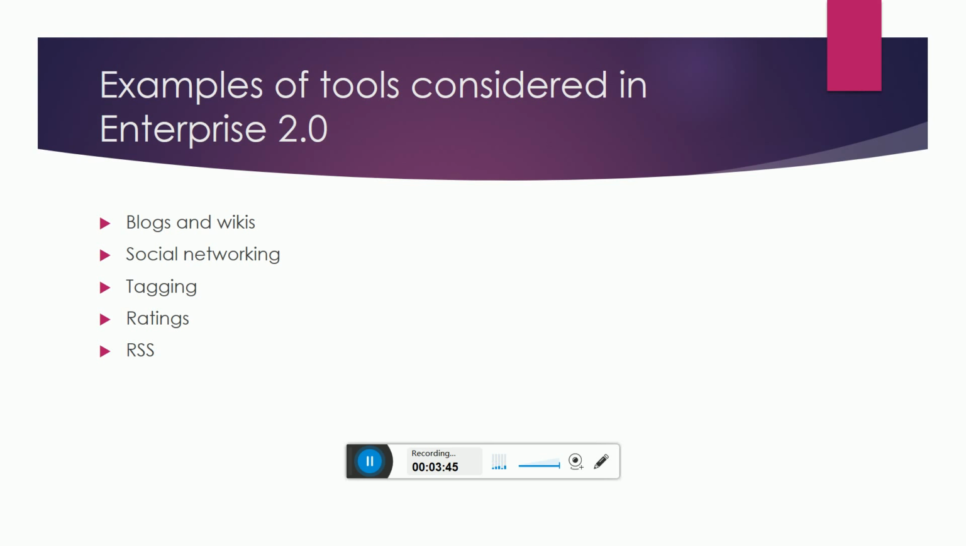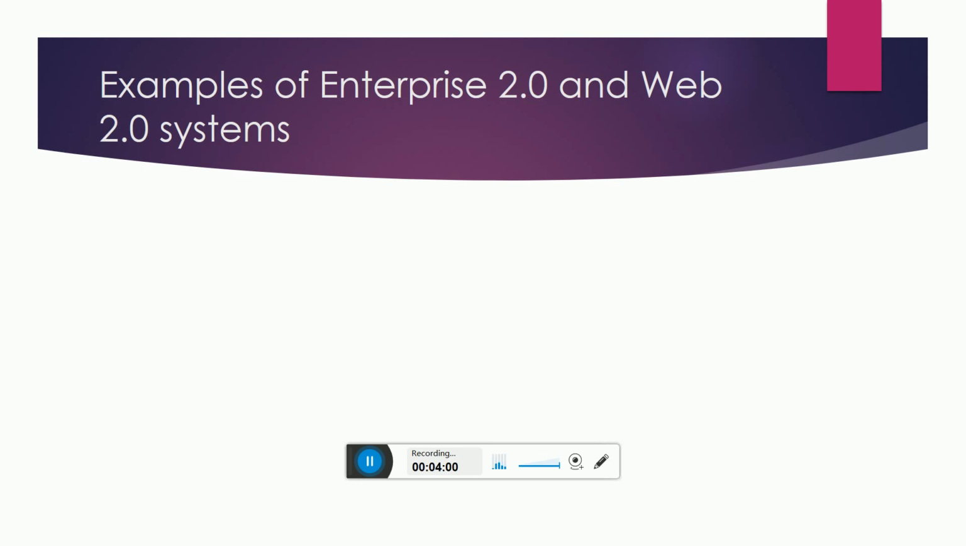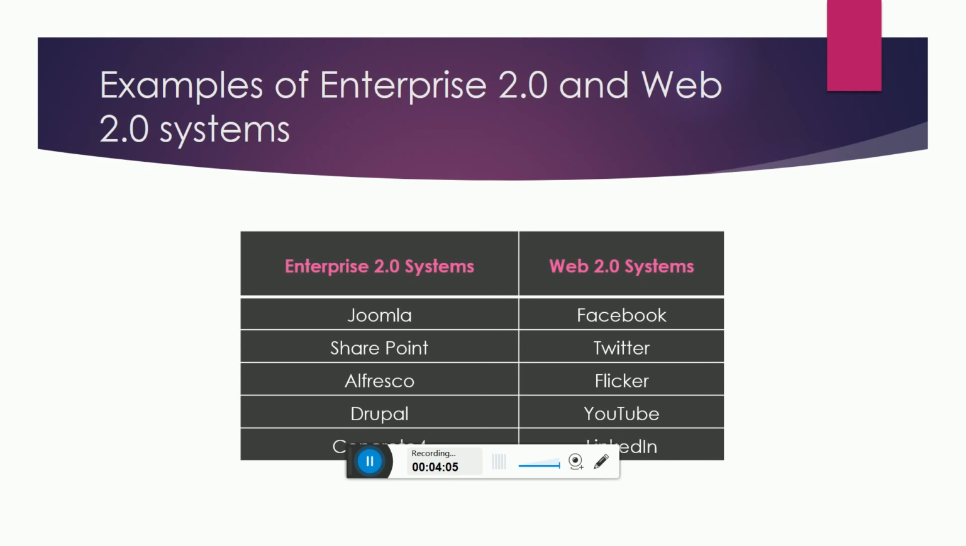Examples of tools considered in the Enterprise 2.0 environment. Firstly, we have blogs and wikis. Then we have social networking, tagging, ratings, and RSS. Examples of Enterprise 2.0 systems and Web 2.0 systems. Firstly, we have Joomla, SharePoint, Alfresco, Drupal, and Concrete 4. Web 2.0 systems: we have Facebook, Twitter, Flickr, YouTube, and LinkedIn.